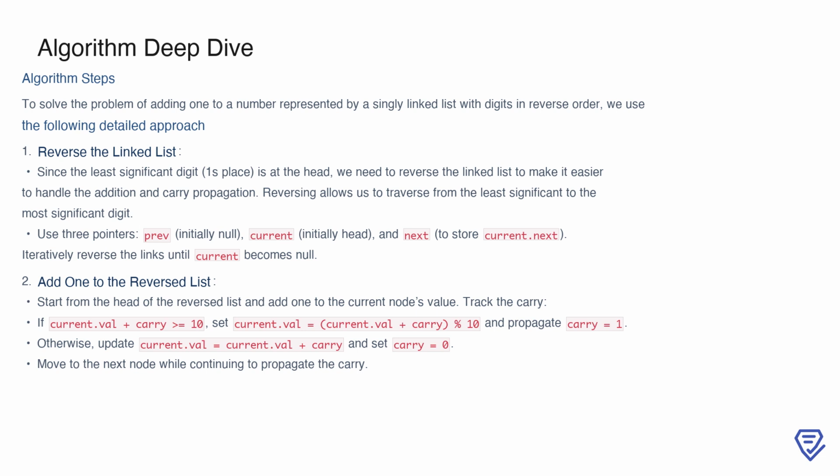After reversing, we proceed to add 1 to the number. Starting from the head of the reversed list, we add 1 to the value of the current node. If the result is 10 or greater, we update the node's value to the remainder when divided by 10, and carry over the value of 1 to the next node. If no carry is generated, we simply update the node's value and continue. This process ensures that the addition is handled correctly, digit by digit, propagating any carry as needed.